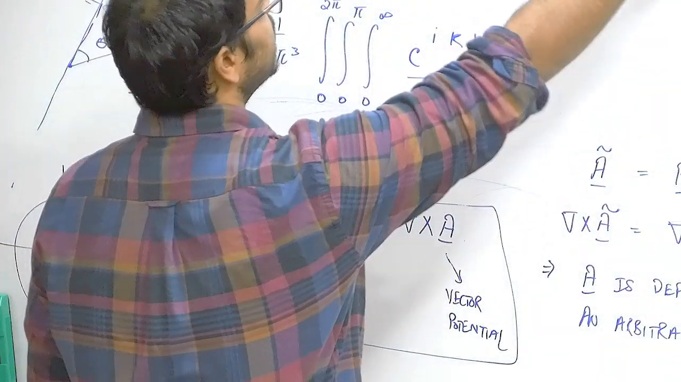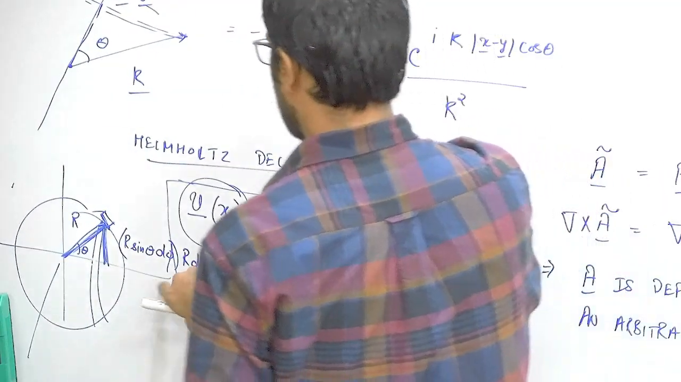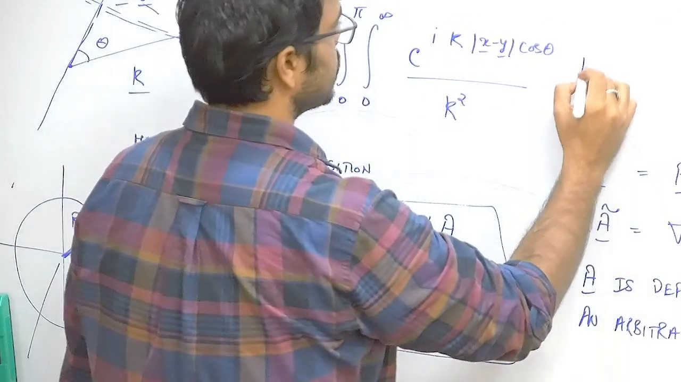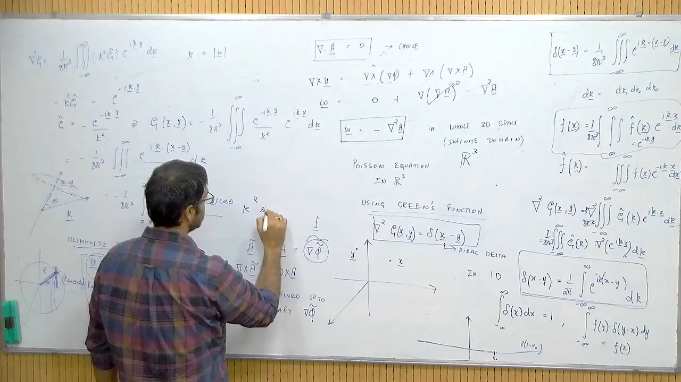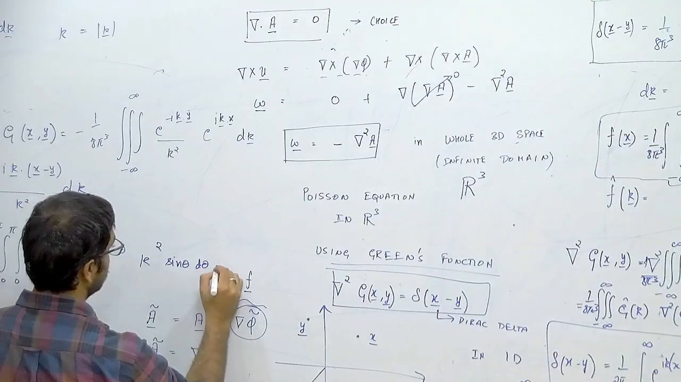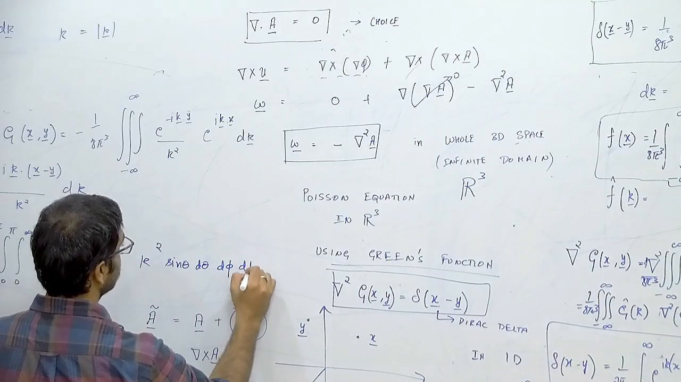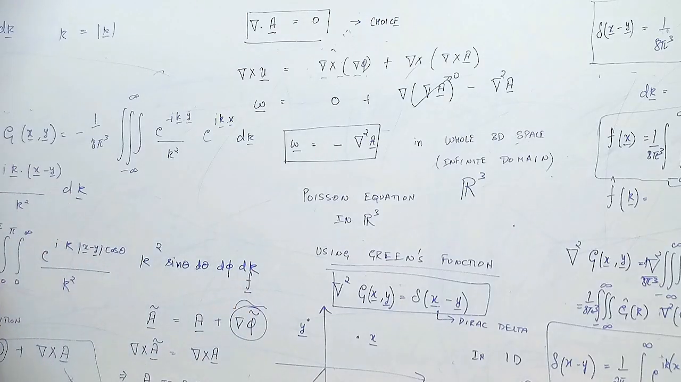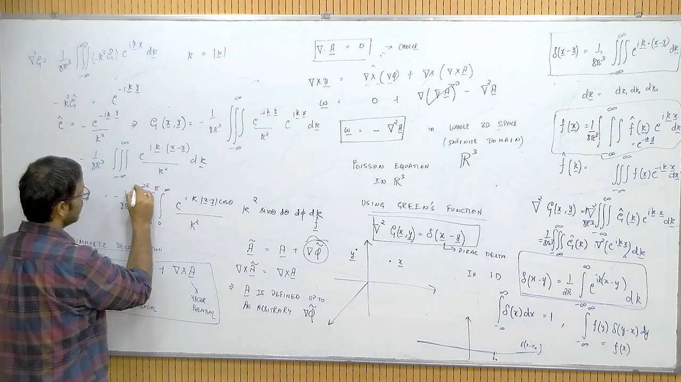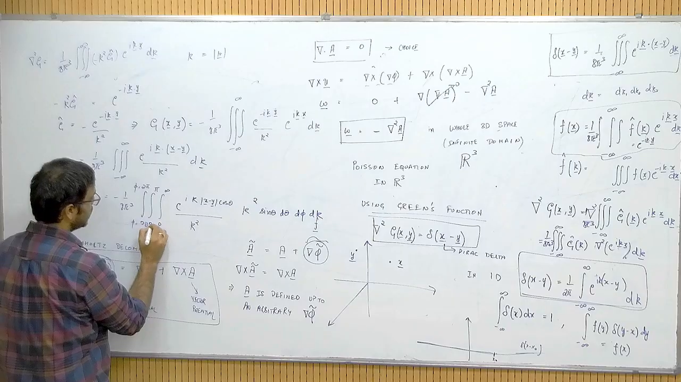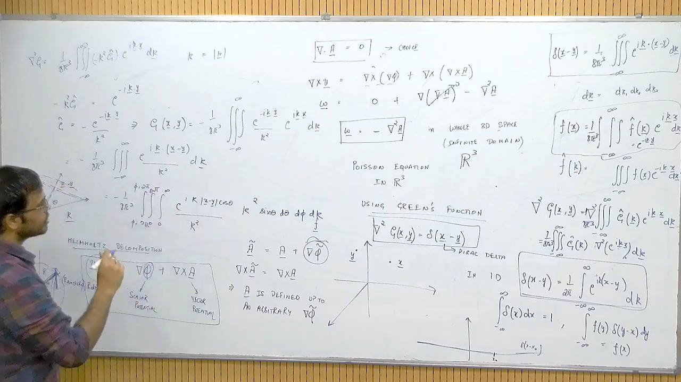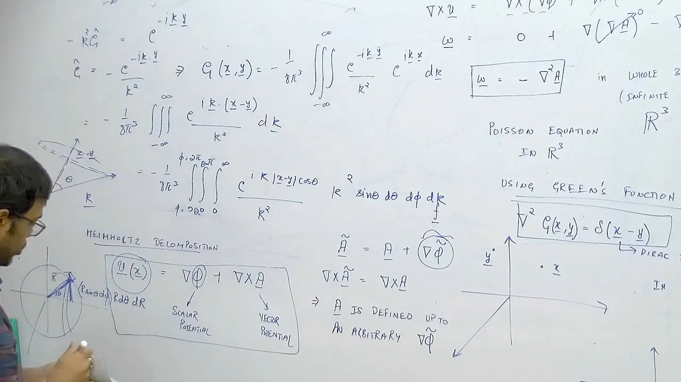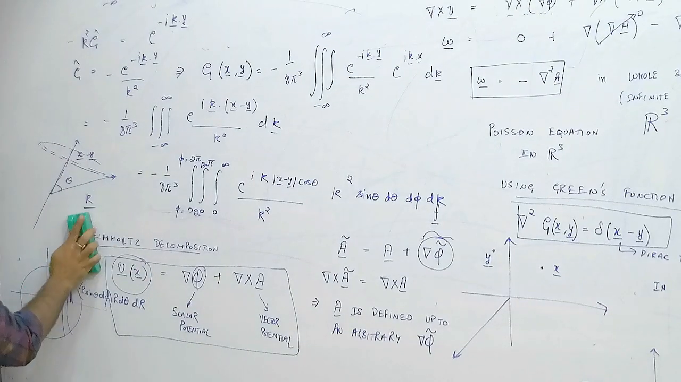So this dk has to be written like k square sin theta d theta d phi dk. These are the limits of phi and these are the limits of theta. Okay, you can solve this integral, you should be able to solve this integral.